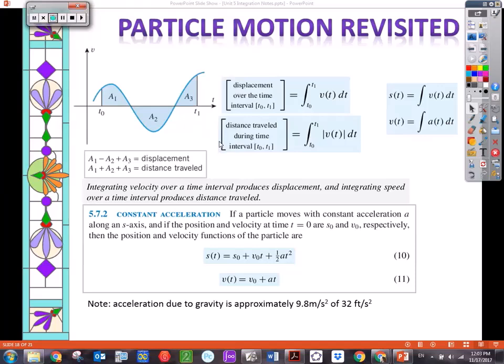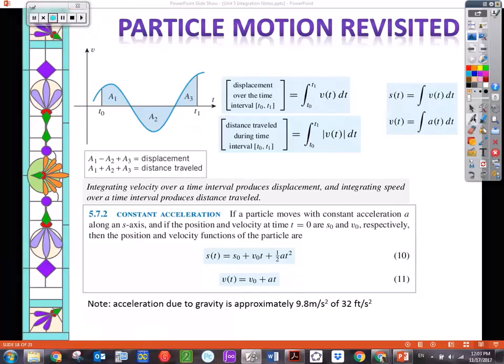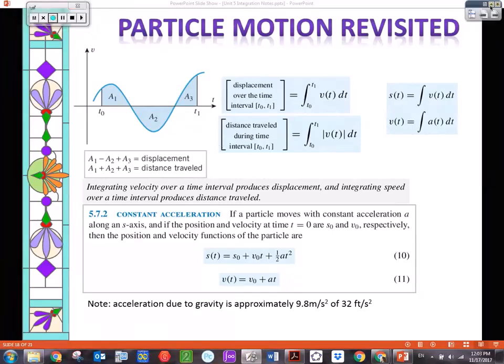Okay, so let's take a look at today's lesson. Today's lesson, we're going to look at particle motion again. We looked at particle motion several weeks ago, probably more over a month ago, with relation to derivatives. At that time, all we knew was how to take derivatives. And we talked about particle motion in that context.